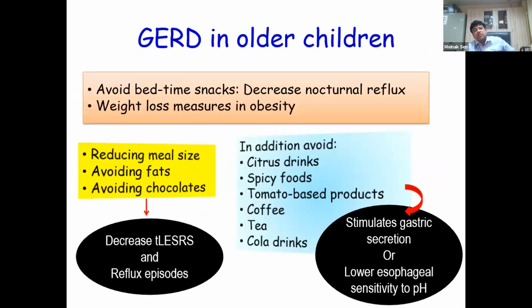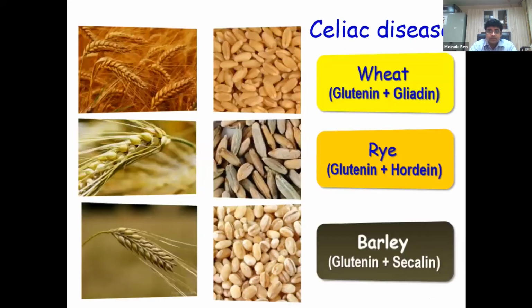In older children, you avoid bedtime snacks for decreasing the nocturnal reflux, and you again reduce the size of the meal, avoiding fats and chocolates. And in addition, you are also going to restrict a few items which you think can cause a lot of reflux, but these are not scientifically very well proven. But these are the items that stimulate gastric secretion and lower the pH of the esophagus and cause reflux.